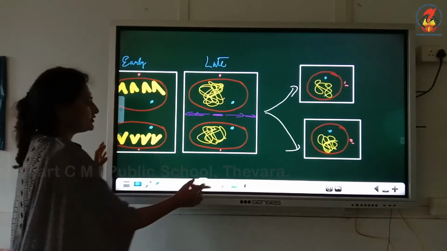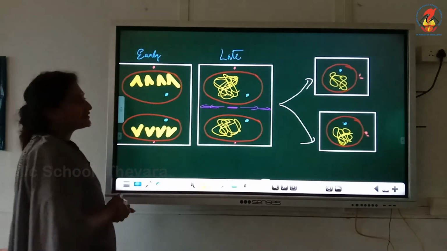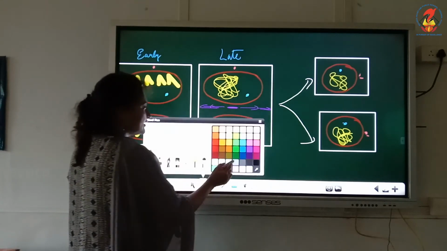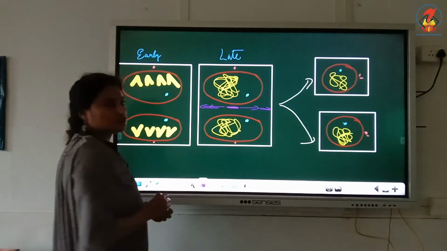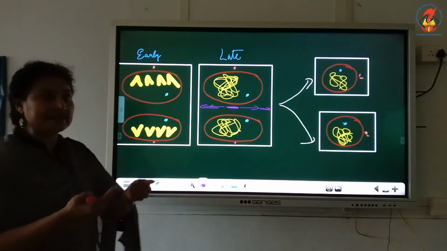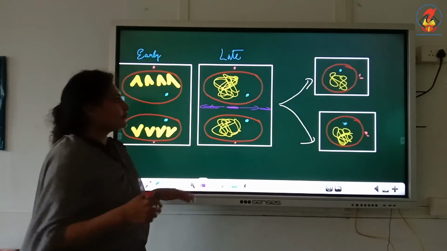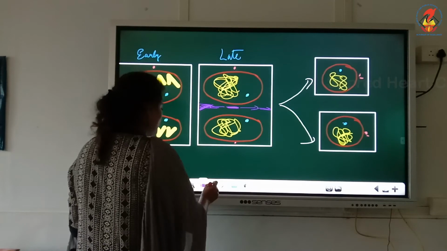So, once again I am going to reiterate the cytokinesis occurring in animal cell and plant cell. In plant cell, what happens? A cell plate is formed in the cytoplasm between the 2 nuclei, and it grows outwards and divides the cell into 2. Whereas in animal cells, it is the reverse, from outside, a constriction is formed.